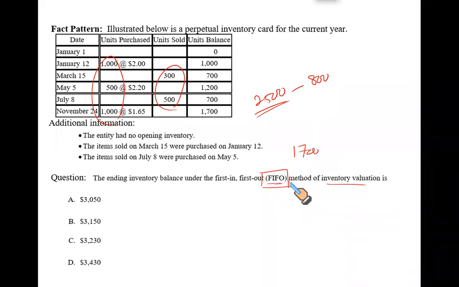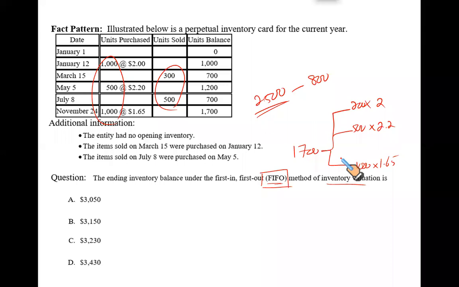Since the cost flow assumption is first in, first out, the items that we have sold were sold from our earliest costs or from our earliest purchases, which means that our closing stock of 1,700 will consist of all the latest prices. So let us look at this latest purchase. Out of these 1,700, our latest price is for these 1,000 units at the rate of 1.65. Then these 500 units to be valued at the rate of 2.2. And we still have 200 units, and these 200 units would be valued from the earliest purchase too.